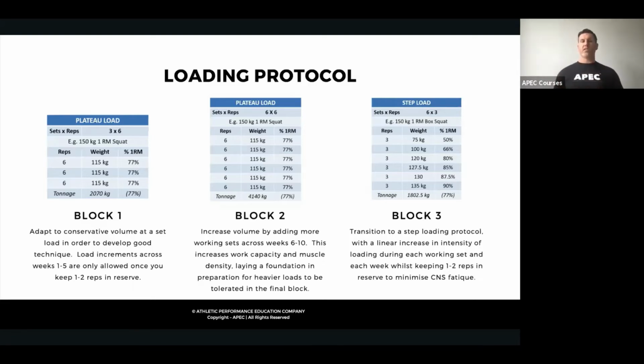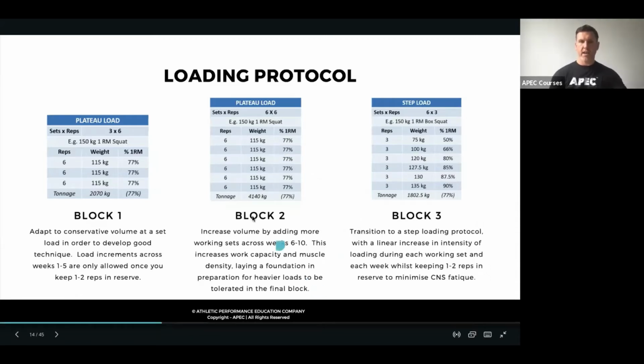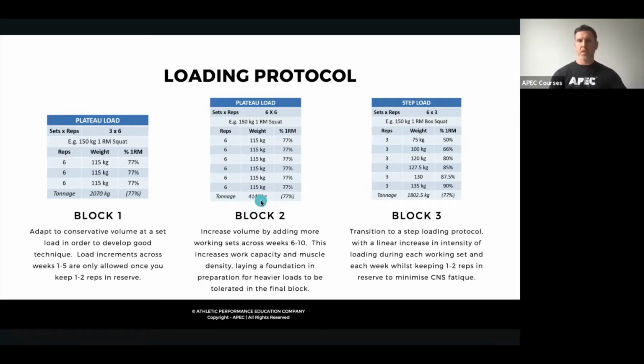In block 2, we're still doing a plateau load, but we're going to increase the volume by adding more working sets across weeks 6 to 10. This increases work capacity and muscle density, laying a foundation in preparation for heavier loads to be tolerated in the final block. So you can see the increase, if you look at the bottom of the screen here, in terms of total tonnage lifted by the end, and we're only taking into consideration here the primary lift, guys. The total tonnage lifted is 4,140 kgs, okay? And over here, it's half that, it's 2,070. So straight away there's a massive increase in training volume.